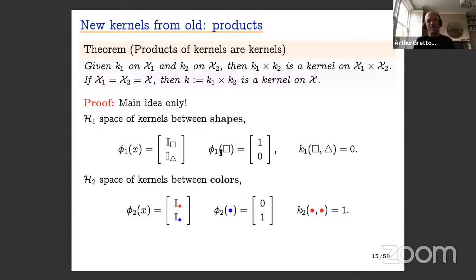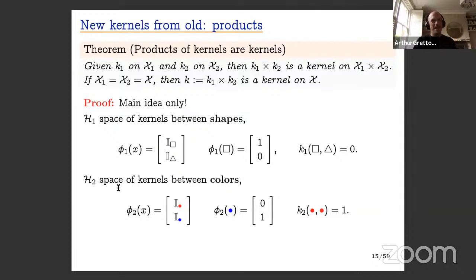Okay, so that means if I have phi1 and the input is a square, it will have a 1 on the top where the square comes in and a 0 in the triangle slot. Okay, and then the kernel is a dot product of features. So the dot product of a square and a triangle is 0. Dot product of a square and a square is going to be 1.